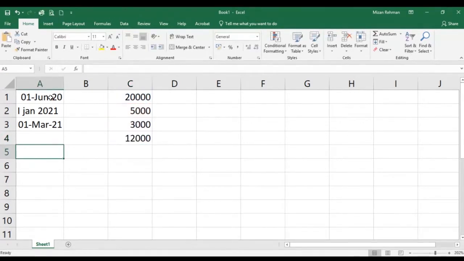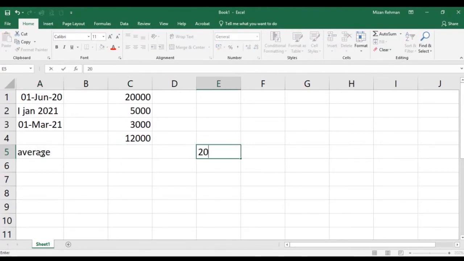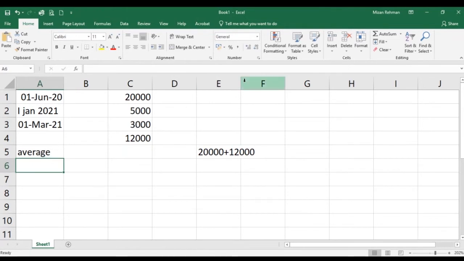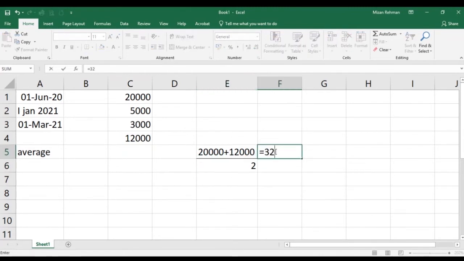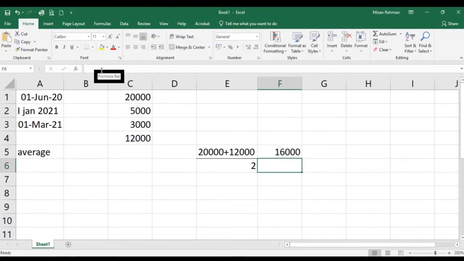Okay, so the first method is doing the average. This will be done by 20,000 plus 12,000, divided by 2. So this gives us 32,000 divided by 2, which is 16,000.